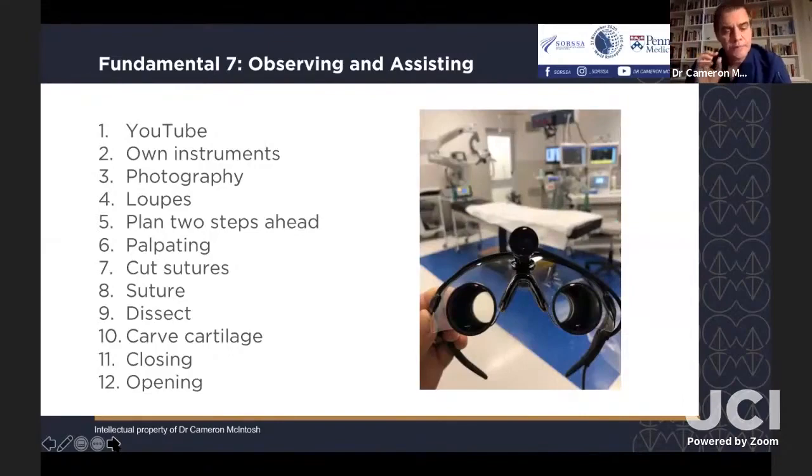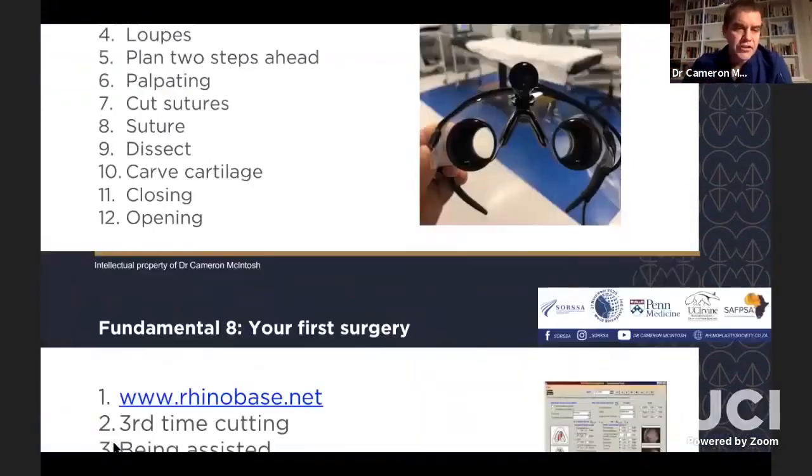And then the last place you'll get to when it comes to observing and assisting is when you actually get the opportunity to do the incisions to open the nose. Let's get to the next one.